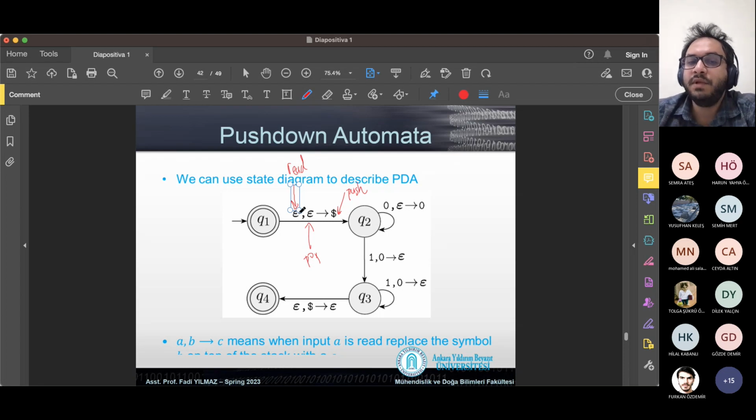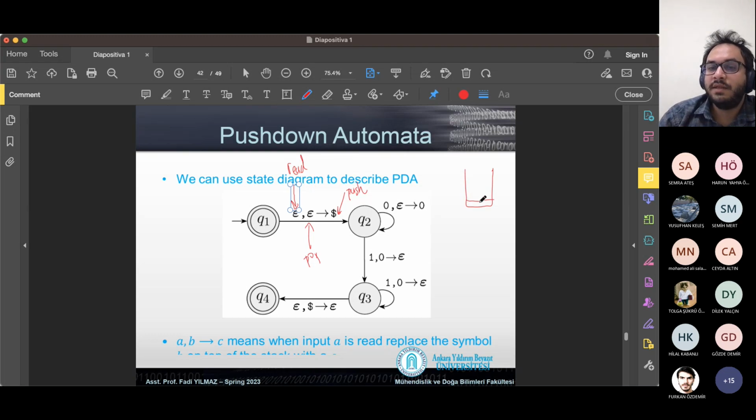By reading an input symbol, you can either pop something, push something, or pop and push together. For example, here you read nothing from your input string, and you pop nothing from your stack, because your stack is empty at the beginning. Then you put a $ sign here.